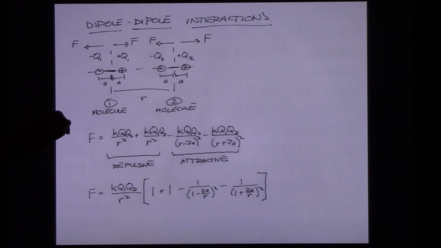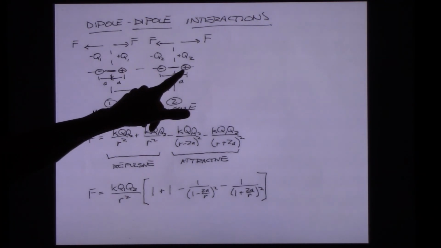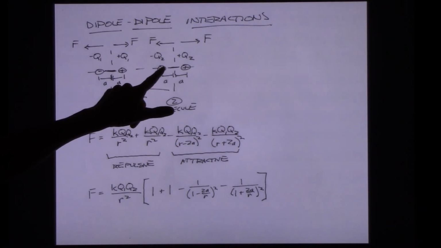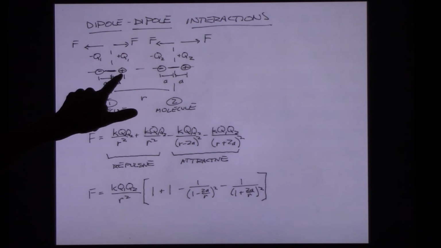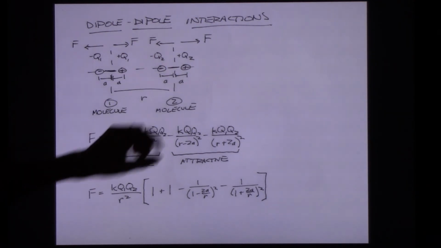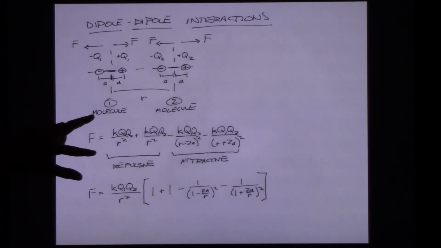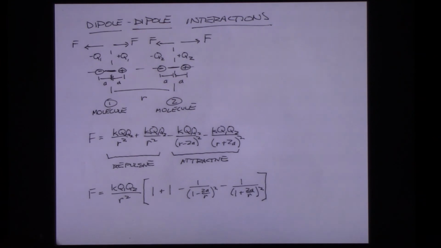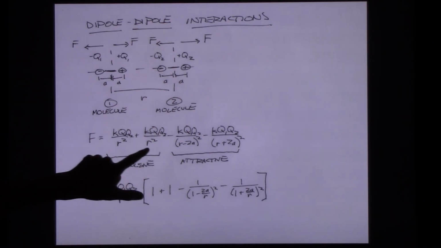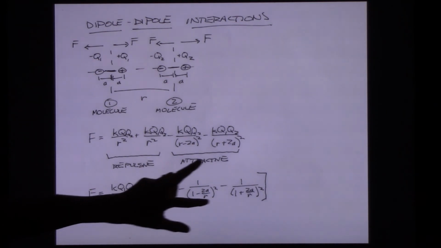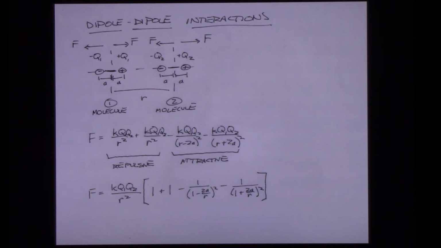So I wrote down there's 4 interactions taking place. The positive and positive are repelling each other. The negative and negative are repelling each other. This positive is attracting that negative, and this negative is attracting this positive. So I wrote down those 4 forces all together, and then I factored out a factor of 1 over r squared. I was left with this.